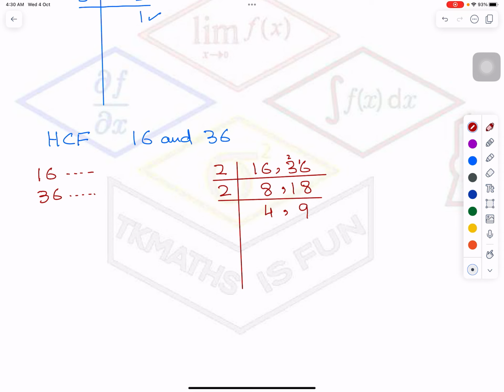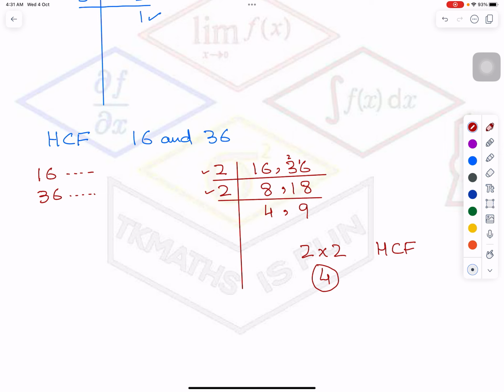Right? Now which number can divide both of them? No number, because 4 and 9 cannot come in the same table together. So my highest common factor is 2 times 2. I multiply the numbers given here. So the highest common factor of 16 and 36 is 4.